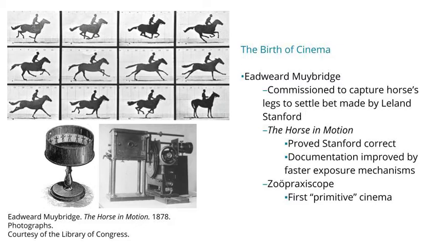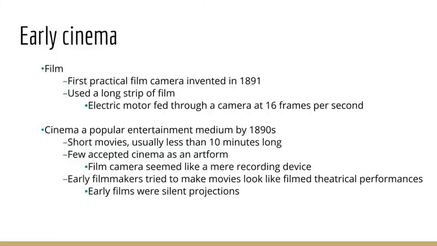So now that we know what the first cinema was, let's talk about just early cinema in general. So film is how it all started. The first practical film camera was invented in 1891, and it used a long strip of film, and it was electrically motor fed through a camera at 16 frames per second. So it was a little bit choppier than images or movies that you would see nowadays.